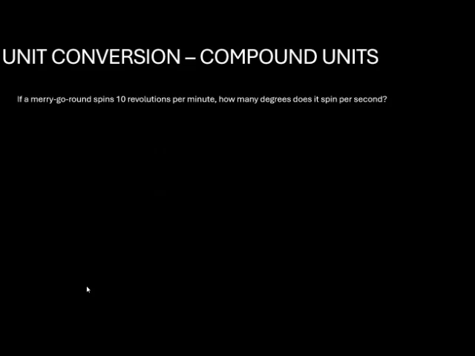Here we'll do another example with rates and compound units. We're given that a merry-go-round spins 10 revolutions per minute, and asked how many degrees does it spin per second. Let's look to the end of this sentence and notice that it's asking for degrees and seconds, with a per in between. For that reason, we'll say that our answer must be degrees. The per stands for a division sign, and then we'll also need seconds.